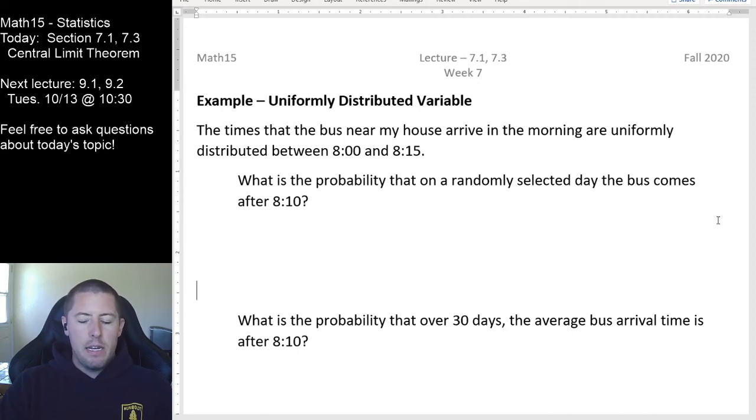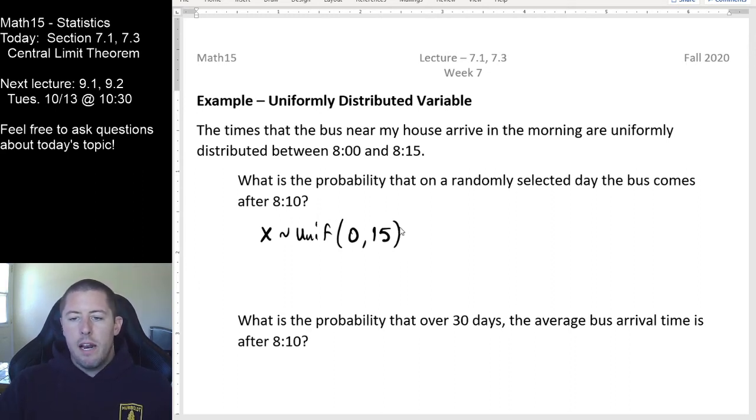A sample mean is a sample average, just the average of 30 days, for example. So we are interested in what does the sample mean look like for the second one. If we take a sample, what's the mean going to be? In this first guy here, we've got that x is distributed uniformly. I'm going to notate my times as just minutes after 8 o'clock. So this will be 0 minutes after 8 o'clock up to 15 minutes after 8 o'clock. That's between 8 and 8:15.